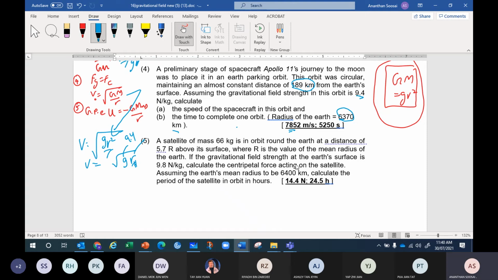If the gravitational field strength at the Earth's surface is 9.8, calculate the centripetal force acting on the satellite, which was placed at 5.7 r. Assuming the Earth's mean radius is 6,400 kilometers, calculate the period of the satellite in orbit in hours. You should get these two answers.